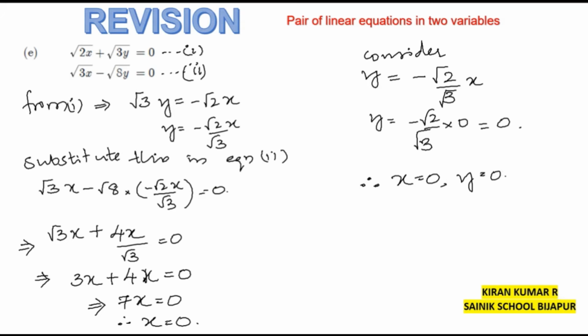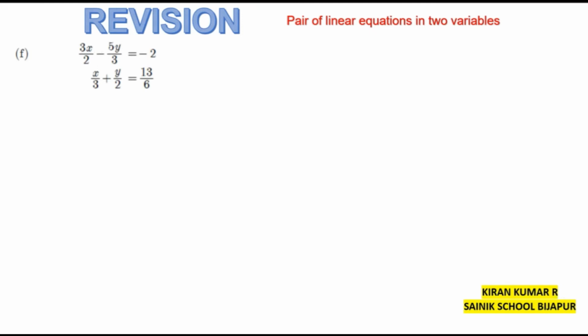Now the next question. Let me consider 3 by 2x minus 5 by 3y equal to minus 2 as equation 1, and 1 by 3x plus 1 by 2y equal to 13 by 6 as equation 2. Every time I am taking equation 1, I am finding the value of y in terms of x and then substituting in equation 2. Let me take equation 2 this time, just for a change.